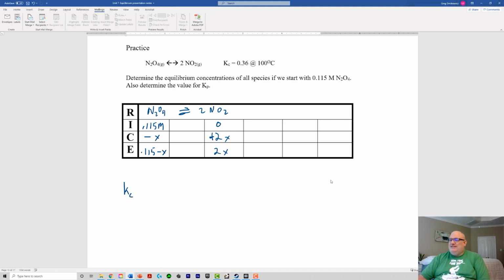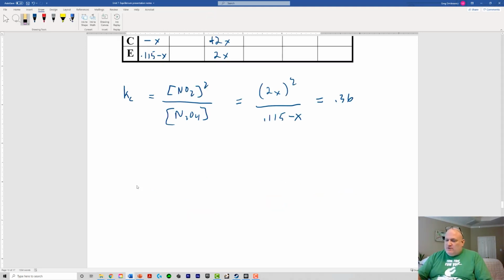And then over here, when we have a 2x, if we plug it back into our expression, K, and this is a c because we're dealing with concentrations, right? Wouldn't it be equal to, and again, I should have done this first, but I'm going to write NO2 squared all over N2O4. And we want to get in the habit of doing this prior to doing any of our problems. So on the top here, our NO2, we're going to have 2x, and that's going to be squared. And then on the bottom, we're going to have 0.115 minus x, and all that's going to be equal to 0.36.